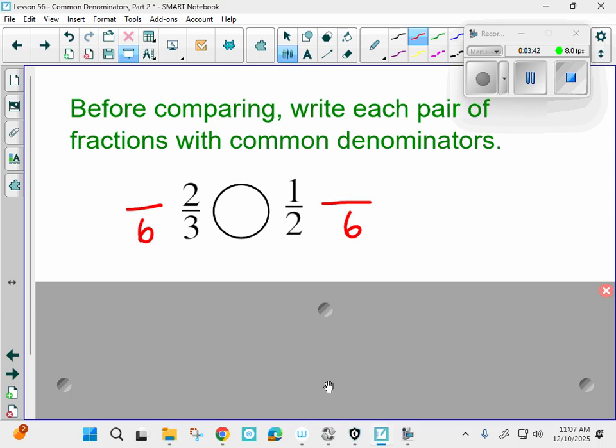Okay, Arlo, what should I multiply this one by? I got to multiply by 2 over 2, so I get 6. Can you do that in your head? If not, show it, okay? But I'm going to multiply by 2 over 2. That makes this 4/6, which is equal to 2/3.